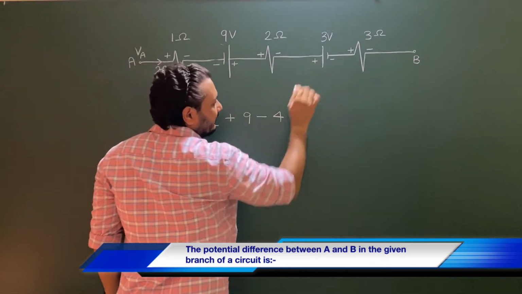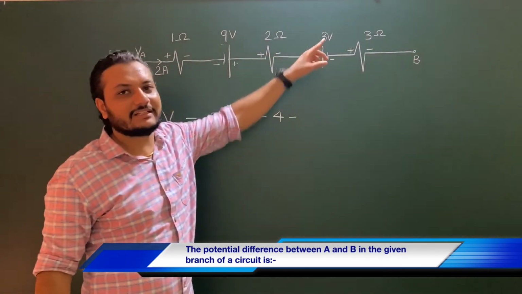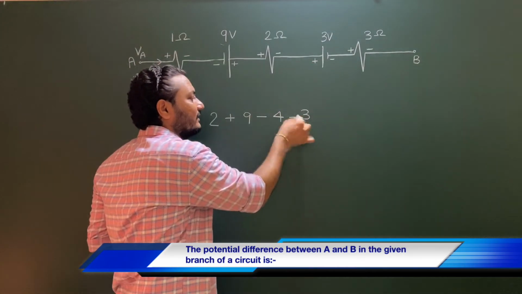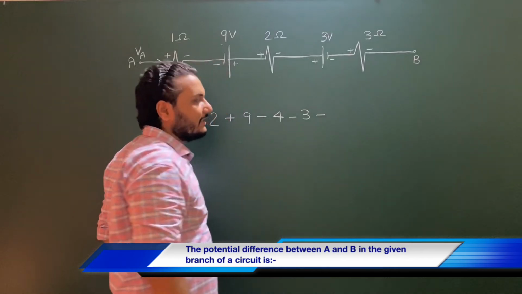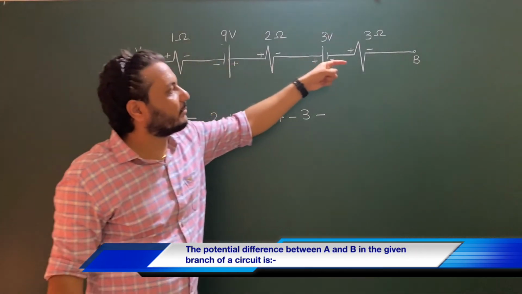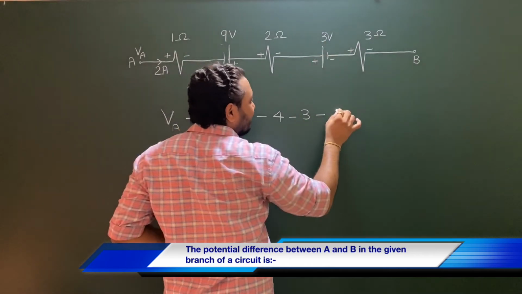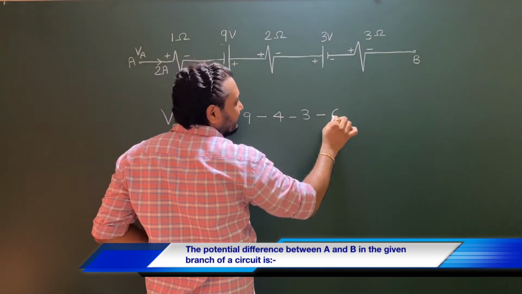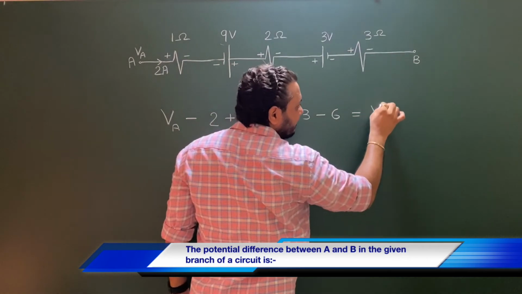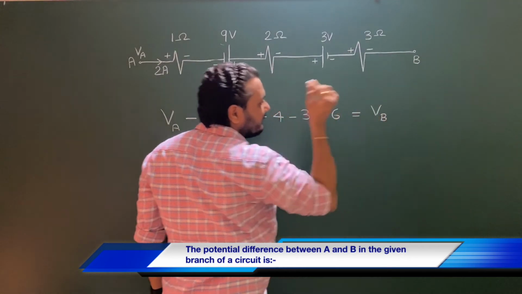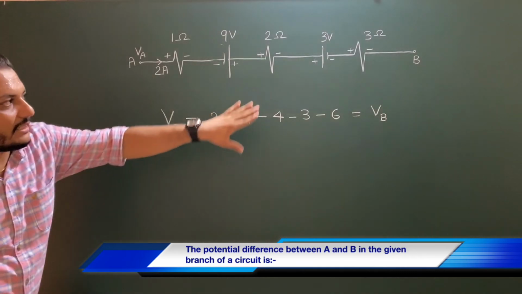Then from plus to minus, the potential is decreasing, so minus sign. Potential is given as 3 volt, so let us write this as 3 volt. Then again from plus to minus, potential is decreasing, minus sign. Current value is 2 ampere, resistance value is 3 ohm. So the drop across this 3 ohm is 3 into 2, that is 6 volt. And then at last the potential of B, that we don't know, let us write it as VB. So we have started with point A and we have ended at point B.